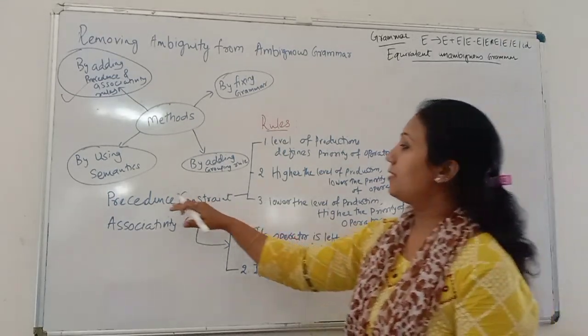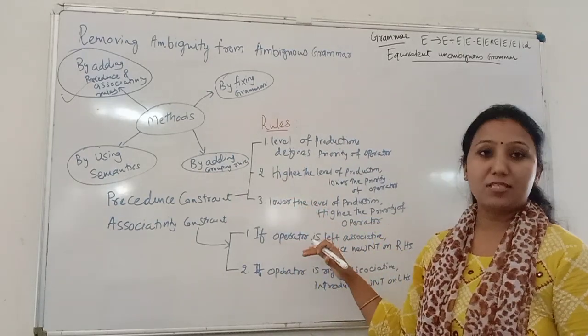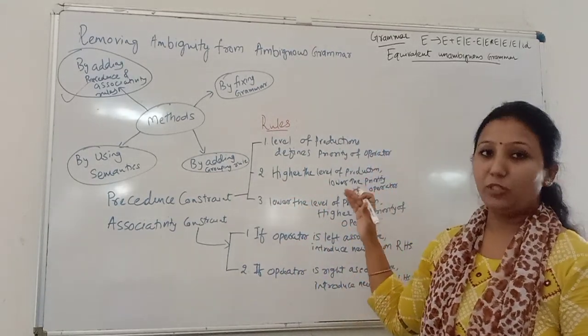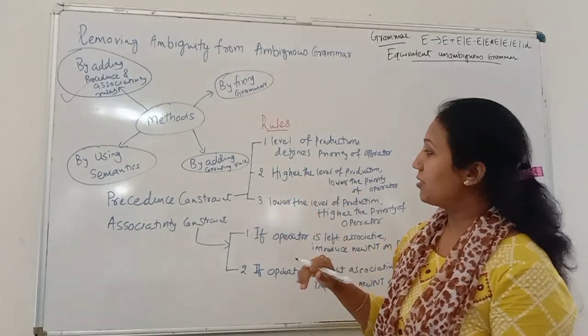First is the precedence constraint. In both of these constraints we have a few rules, and by applying these rules on the given grammar we can remove the ambiguity. So we will see both of the constraints one by one. First is the precedence constraint.